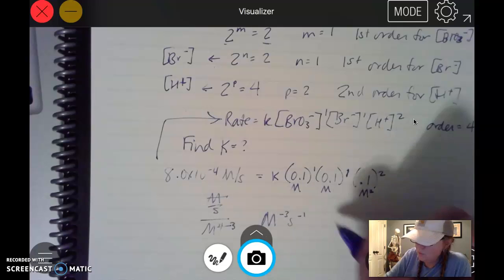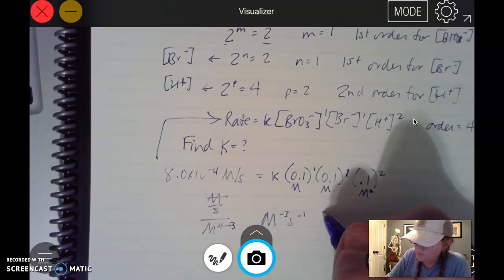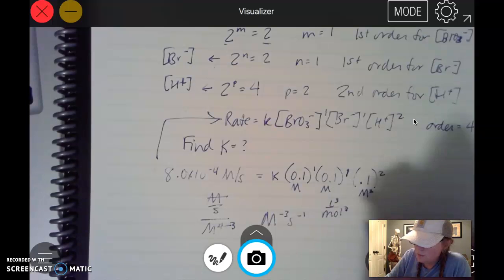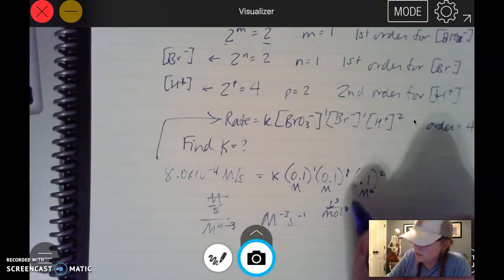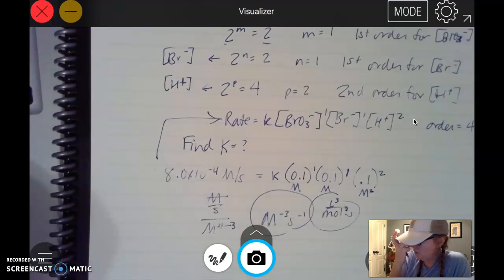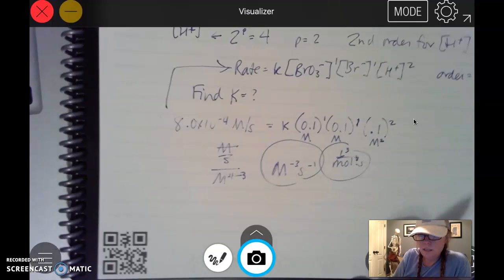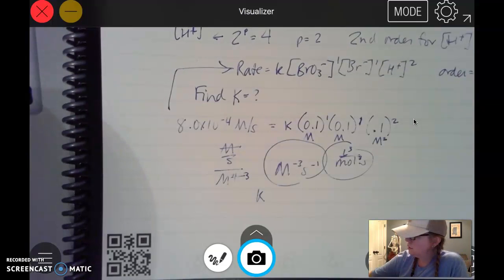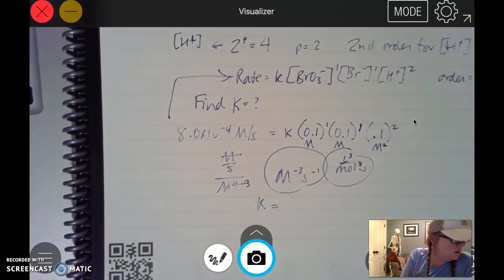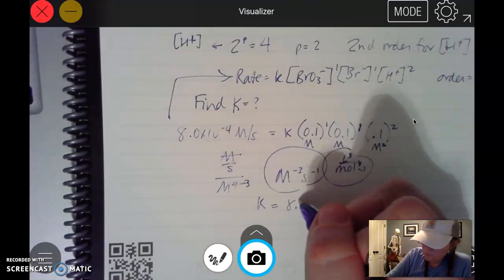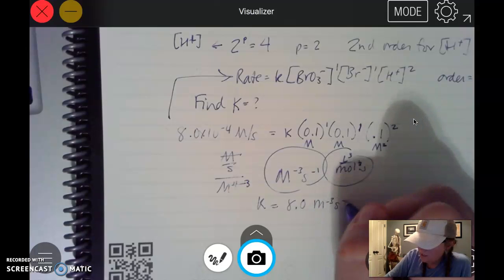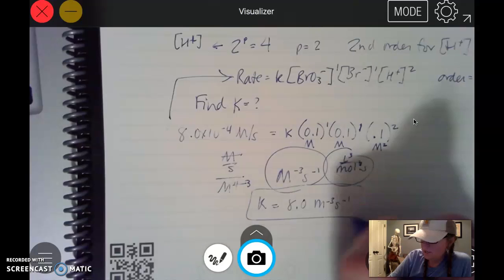Or you may split that out into liters to the 3rd, moles to the 3rd, times seconds. Right? Either one of those would work. They're equivalent. And so K would be equal to 8.0 molarity to the minus 3, seconds to the minus 1.